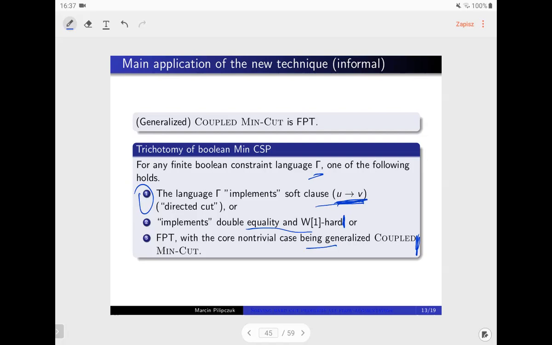Okay, so it says that for undirected graphs in the CSP regime, the only missing technique was this coupled mean cut. The only missing tractability result was the coupled mean cut. Everything is solved, go to directed graphs. And I would say that in directed graphs, a lot of things are open.